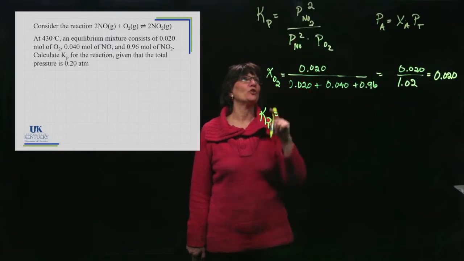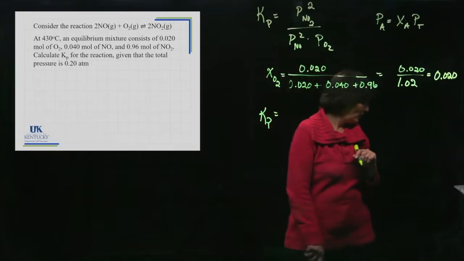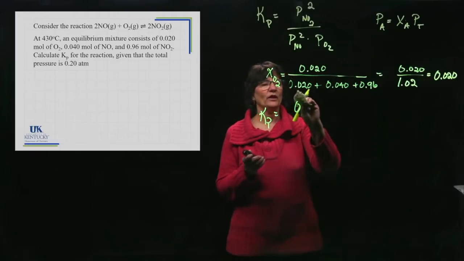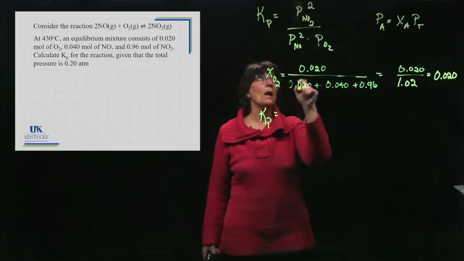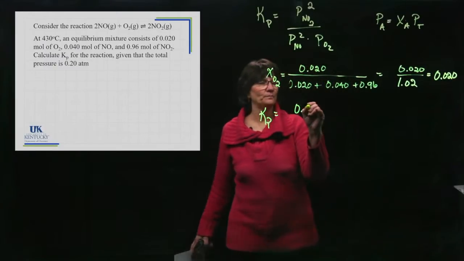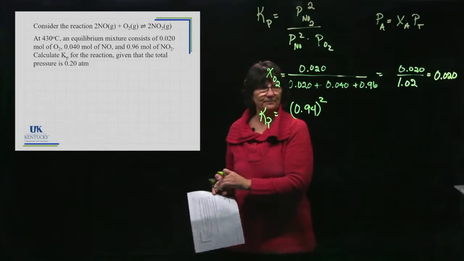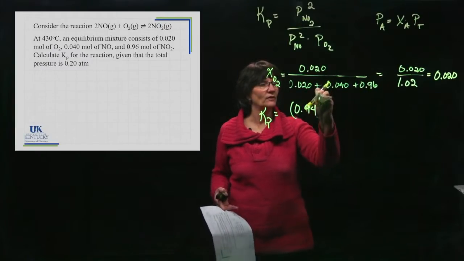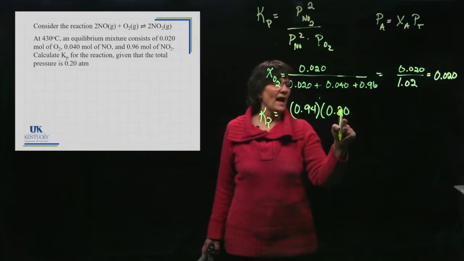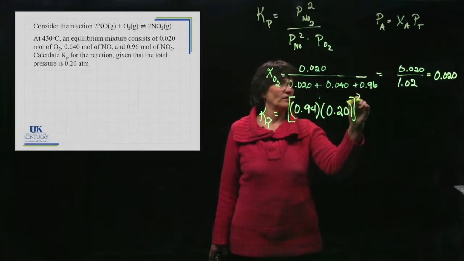So Kp is the pressure of NO2. Well, we take the mole fraction of NO2, which I should have written them all down there. It was 0.94. We're going to take the mole fraction, which is 0.94. And we're going to square it. We're not going to do that. That's the mole fraction. That's not the pressure, is it? Mole fraction times the total pressure, which is 0.2. Has to be in atmospheres, and it is in atmospheres. Now, all of that gets squared, doesn't it?